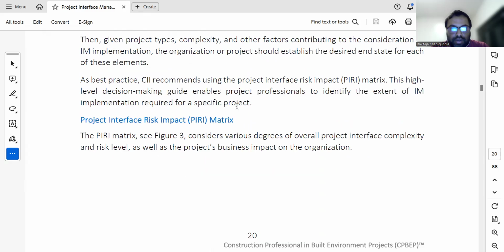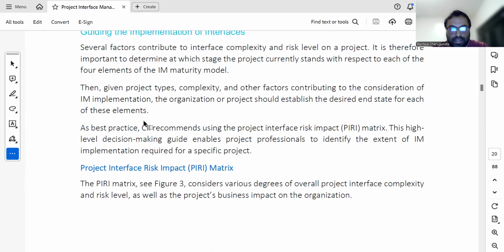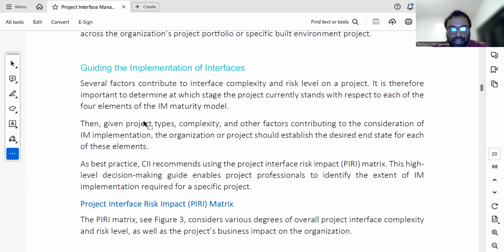So here I would like to discuss the PRI matrix, the project interface risk impact matrix. The PRI matrix is mostly used in high-level decision making for the project professional to identify the extent of IM implementation.